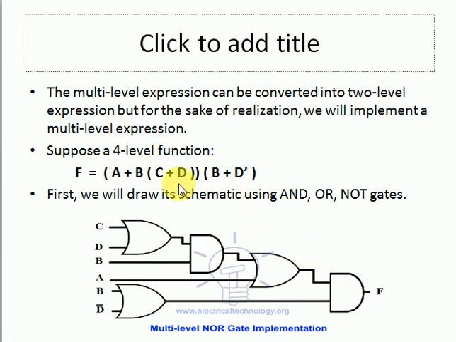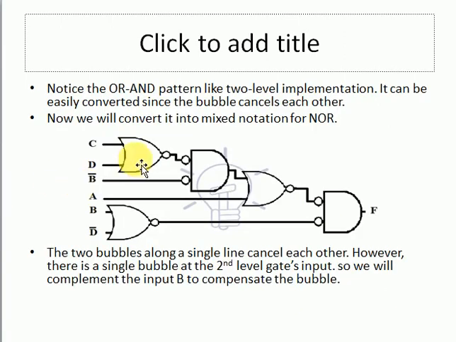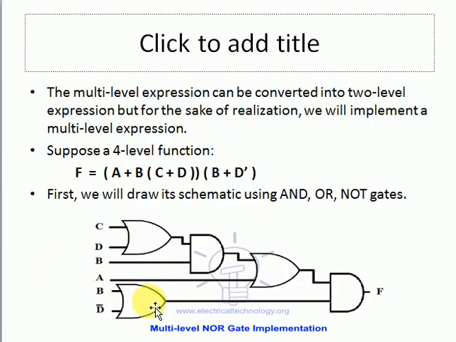Now we will replace these gates by the OR invert and invert AND. How? First of all, these OR gates 1, 2 and 3 will be converted into the OR invert. You see here, the first one is here, then the second one, and here the third one. Now this AND gate will be converted into the invert AND, and this AND gate will also be converted into the invert AND.